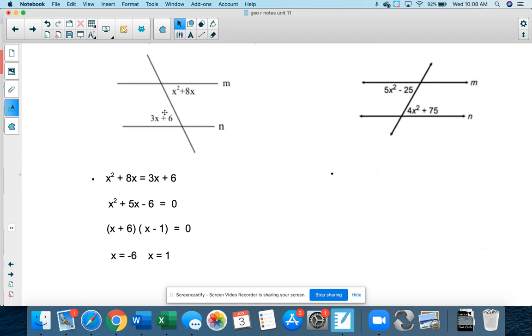Okay? If I plug in this negative answer, that would make that not work. So actually, x equals 1 is my answer. Okay, so I am just checking. The negative does not work.